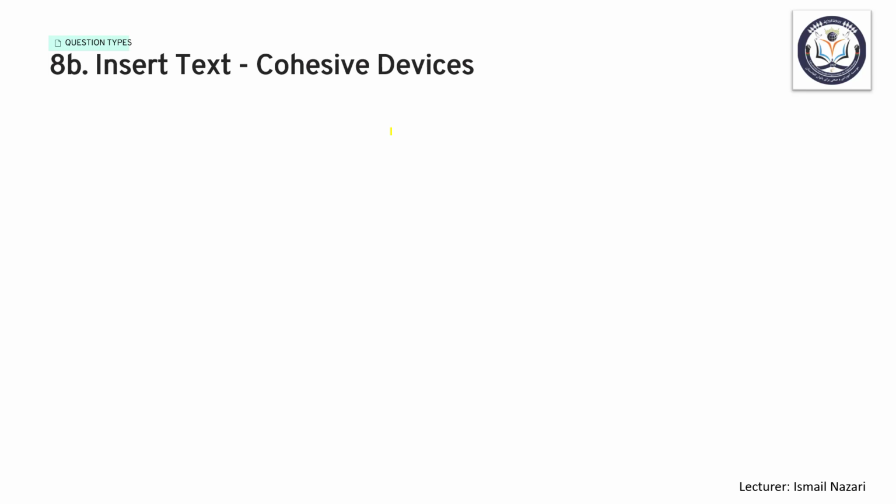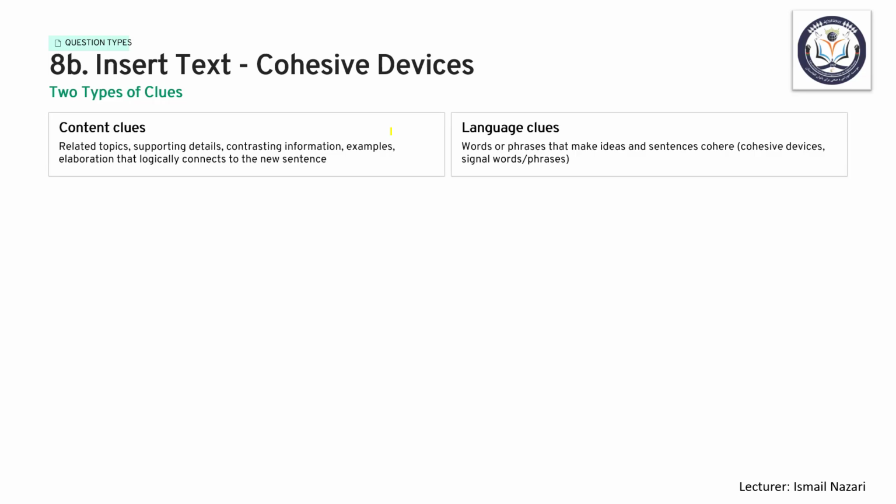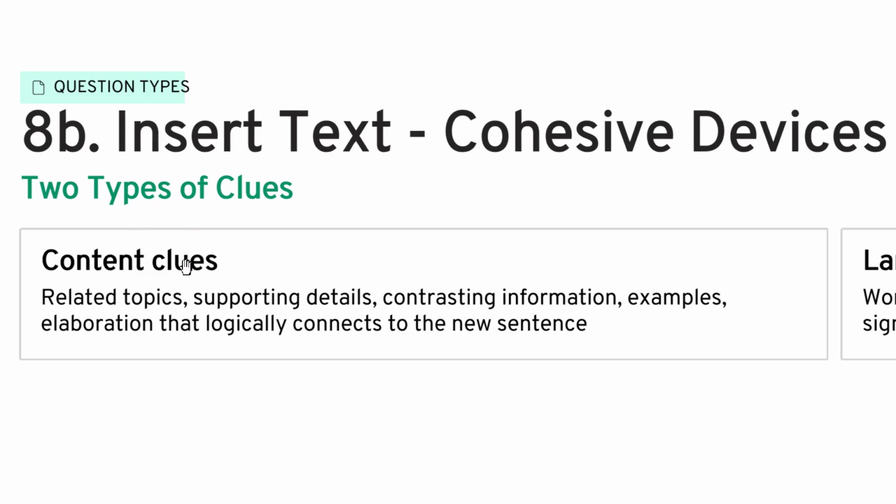Now, as you have seen inside the insert text question, one of the important things would be the cohesive devices. Now we'll discuss more about cohesive devices and how important they are in the insert text question. We have two types of clues in any kind of text. The first one is the content clues. With these content clues, we want to find the helpful information, the helpful tips based on what is expressed, based on the content of the passage. Those related topics, supporting details, contrasting information, examples, elaboration that logically connects to the new sentence. These are all content clues based on the ideas expressed in the text.